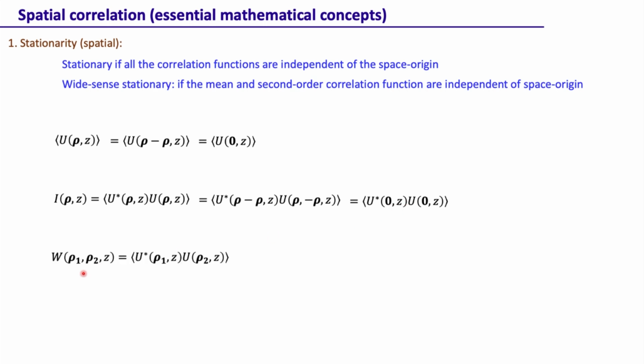For the correlation function, we have u star(rho 1, z) u(rho 2, z), and if we shift both of them by rho 1, that means rho 1 minus rho 1, rho 2 minus rho 1, then it should be the same. And here this rho 2 minus rho 1 we are writing as delta rho. So wide sense stationarity implies that the correlation function doesn't depend directly on the spatial coordinates, but only through their difference. So this correlation function depends only on delta rho, the difference of the spatial coordinates. So that's wide sense stationarity.